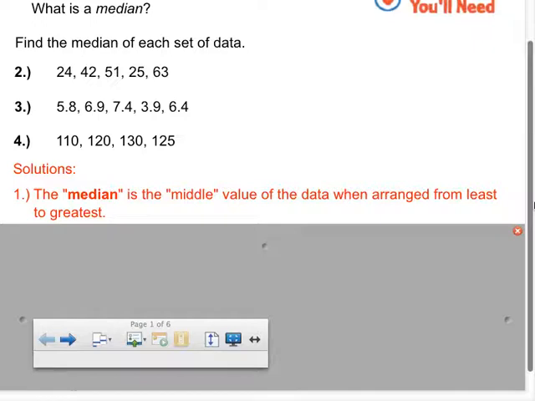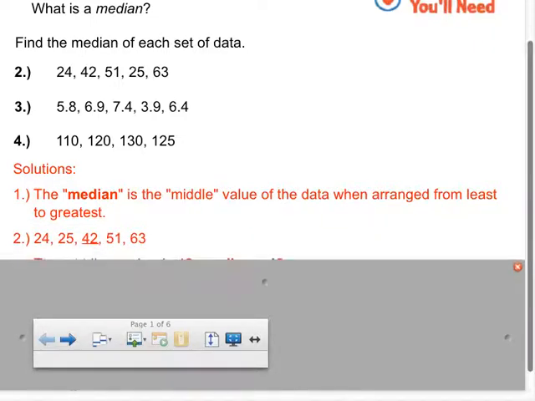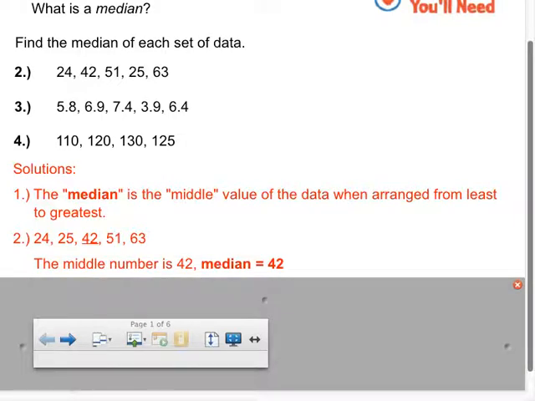What is the median for number 2, Adepoju? 42. Do you guys agree? Mm-hmm. So here it is, from least to greatest. I've ordered the set from least to greatest. The middle number, 42, is the median.